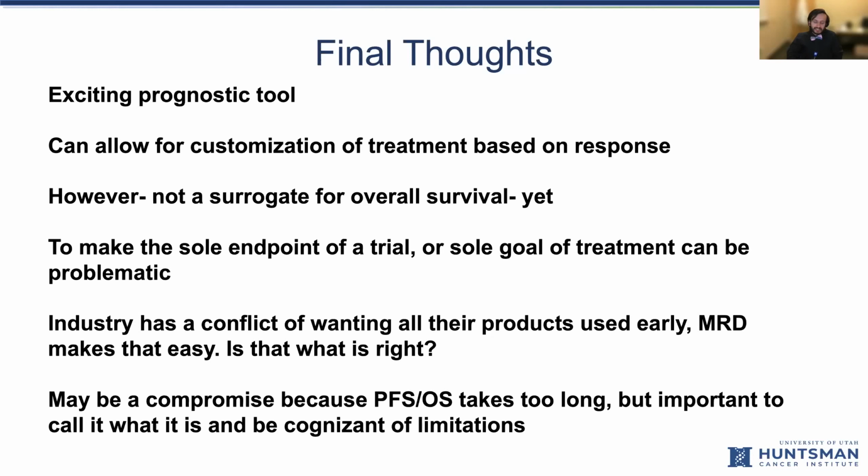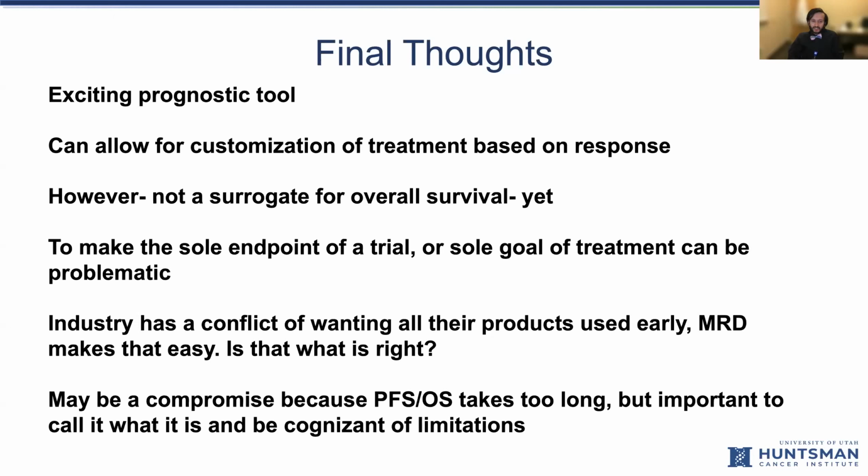The reality of it is that industry wants their products used early and wants their products used for as long as possible. If you make MRD negativity the endpoint of a trial, it's a lot easier for your drug to win, right? VRD plus whatever, data VRD plus whatever. If MRD is the goal of treatment, your product wins early, even if it causes more toxicity. I mean, it could conceivably have a few more deaths here and there, but it becomes a lot easier for industry to get what they want.